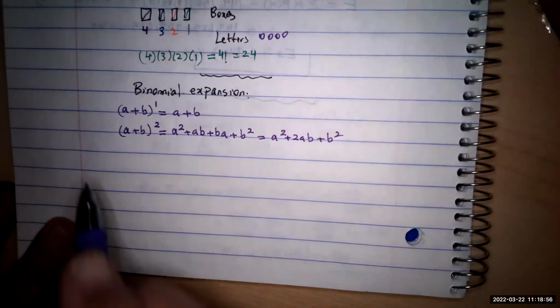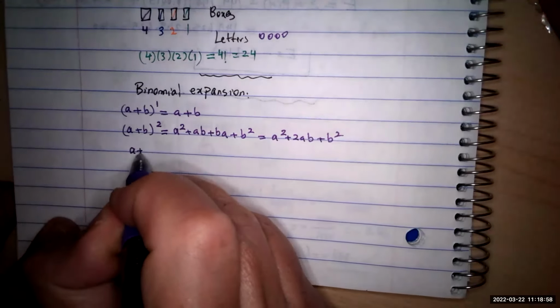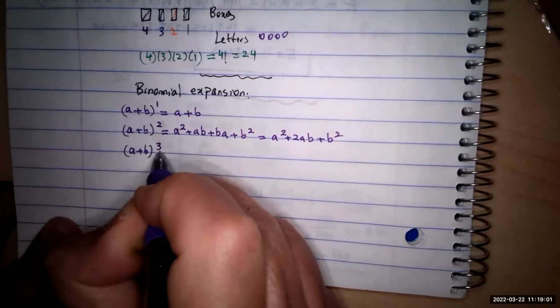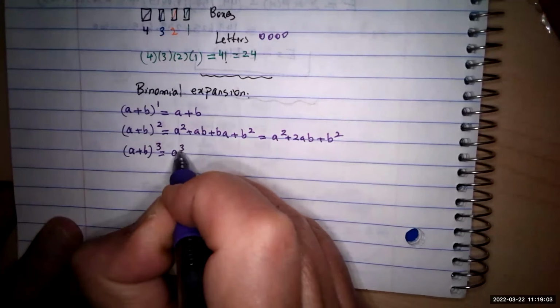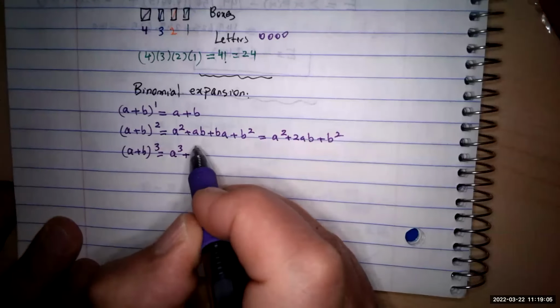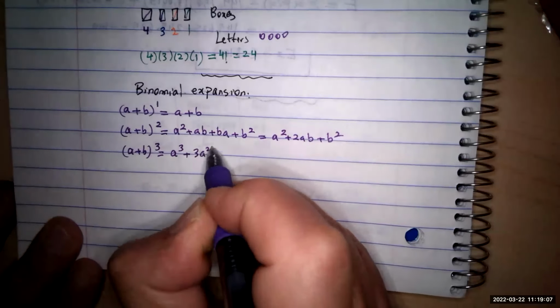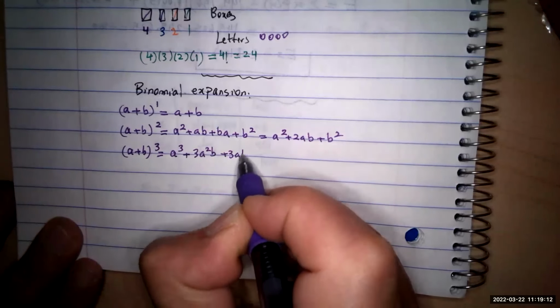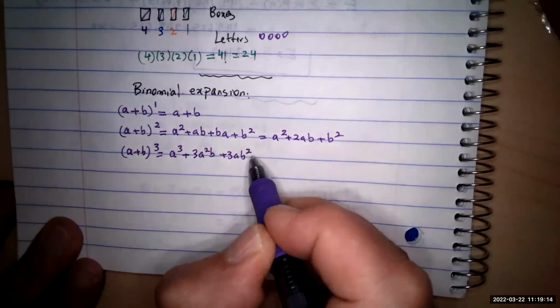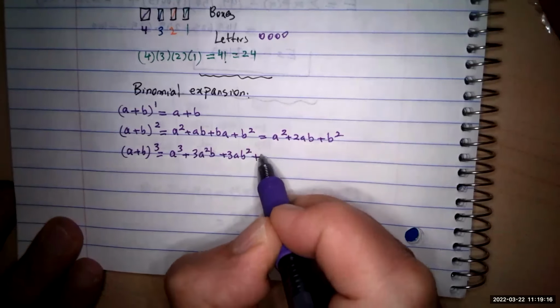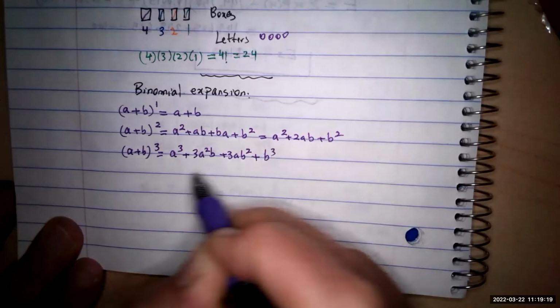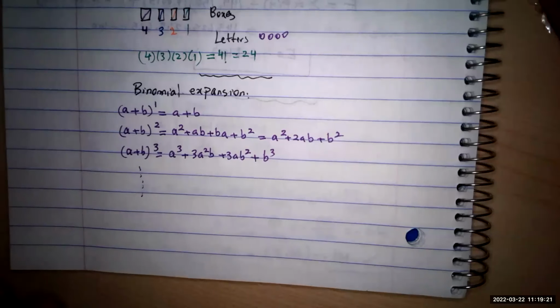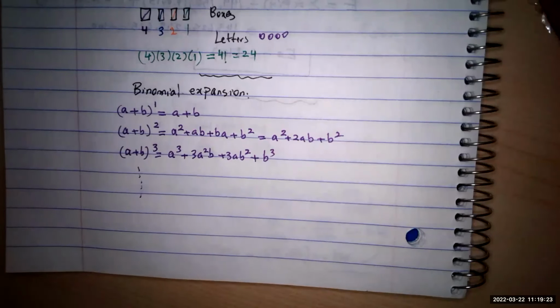We can do the same thing with a plus b cubed. It's going to be a cubed, plus 3a squared b, plus 3ab squared, plus b cubed. And you can go on forever to get a plus b to the n. Any question? Do you remember these from algebra?